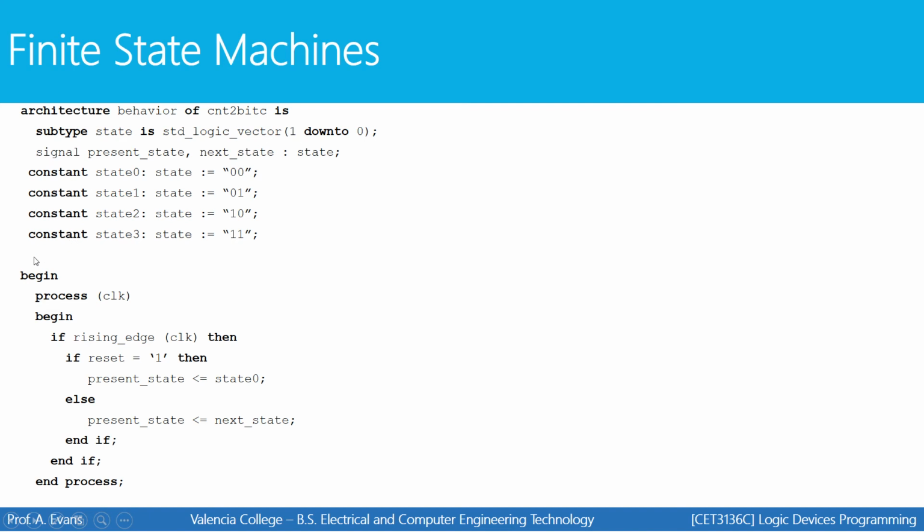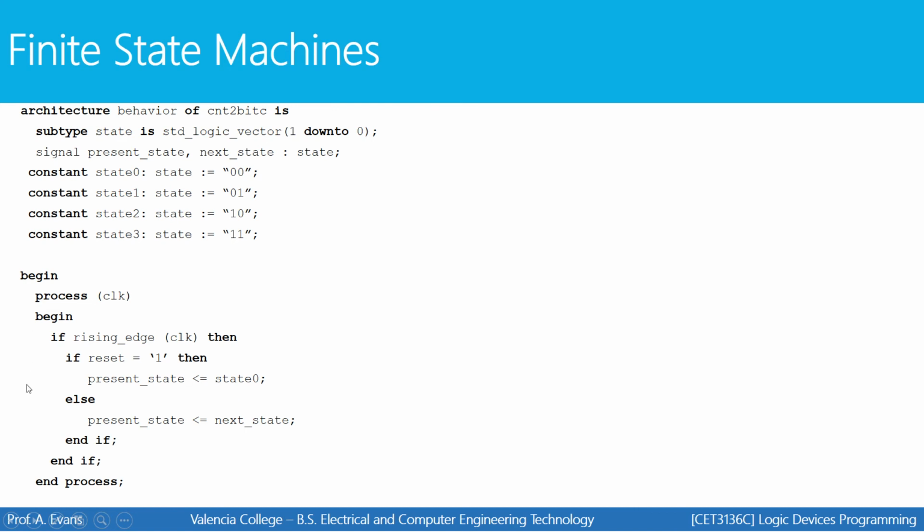So next we have the beginning of our architecture with a first process that is just going to respond to the clock. Notice that if you have a rising clock edge, then we'll check to see if reset is 1. If reset is 1, we're going to set the present state of our state machine to state 0, which would be an output of 0, 0. So as soon as the reset button is activated, the present state, and thus the output of your counter, will be state 0, 0. If reset is not set, then we're going to set the present state to the next state. Keep in mind, we haven't defined what the next state is yet. That's coming in a second process.